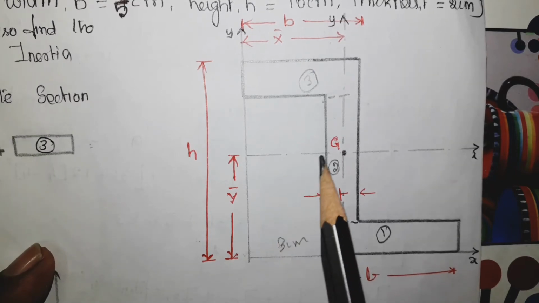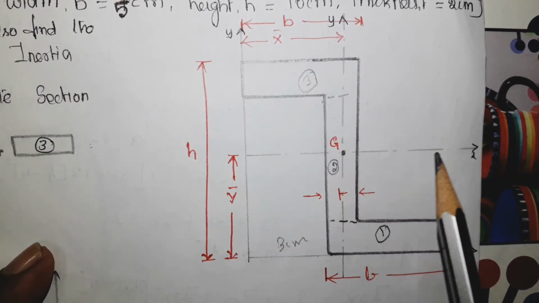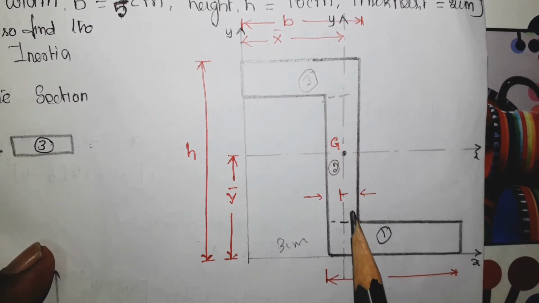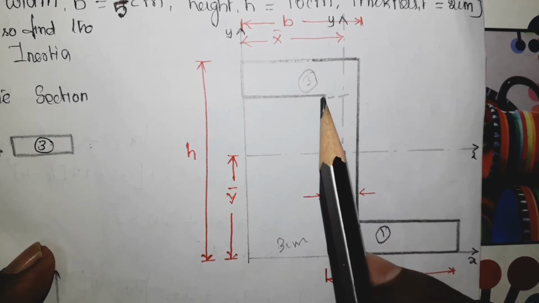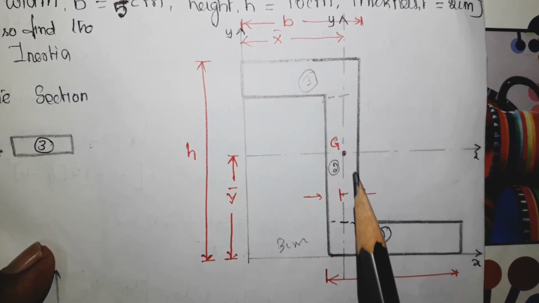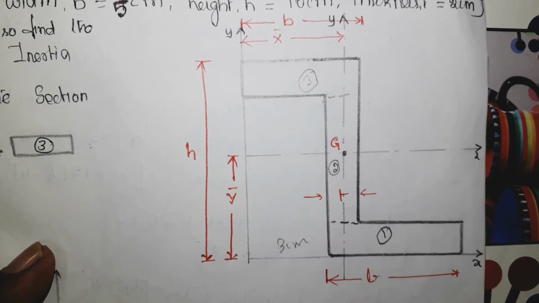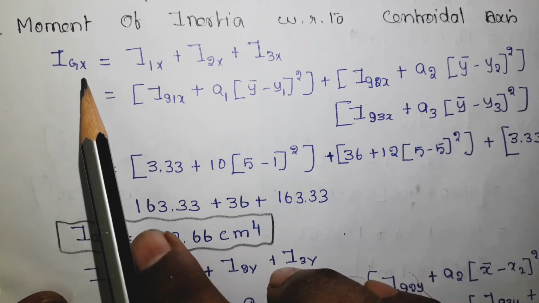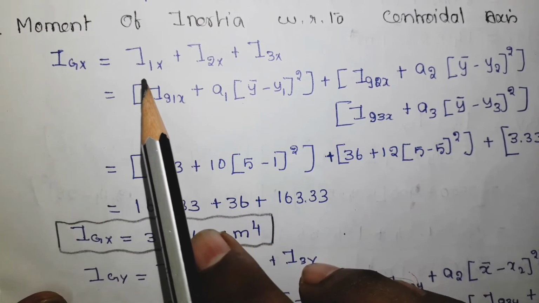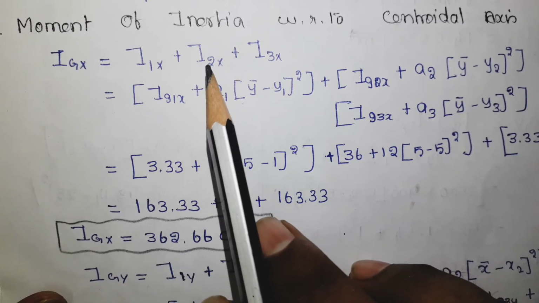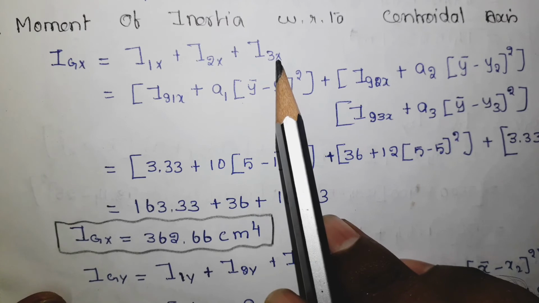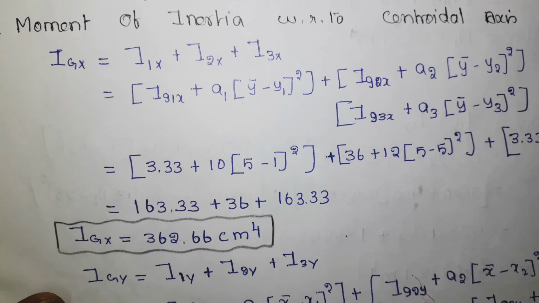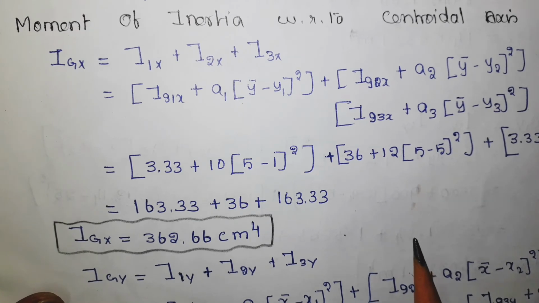The next step is to find the moment of inertia with respect to the centroidal x axis and centroidal y axis. There are 3 sections we have divided: 3, 2 and 1. So first you have to find the moment of inertia for each section, then we have to add. So this is what is done here. IGX, the moment of inertia with respect to the centroidal axis, equals the moment of inertia for the first section plus the moment of inertia for the second section plus the moment of inertia for the third section. You have to find them separately, then add them to get the final moment of inertia about the centroidal x axis.